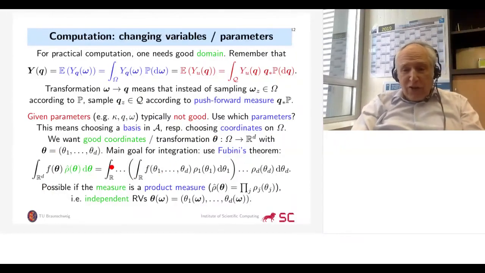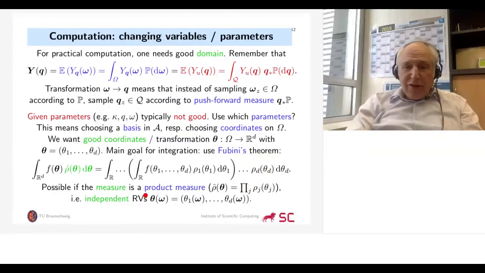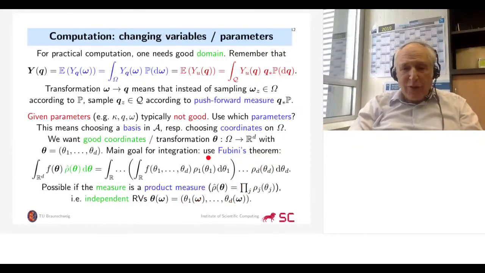And this is only possible if the measure here is a product measure. So if this rho hat is a product of these rho_j's here, then this is possible, okay? And it turns out that this is the same as saying that these random variables have to be independent. So we want to describe the coordinates here, and we want to describe these functions, in independent random variables. Then it's easy to compute these integrals, okay?